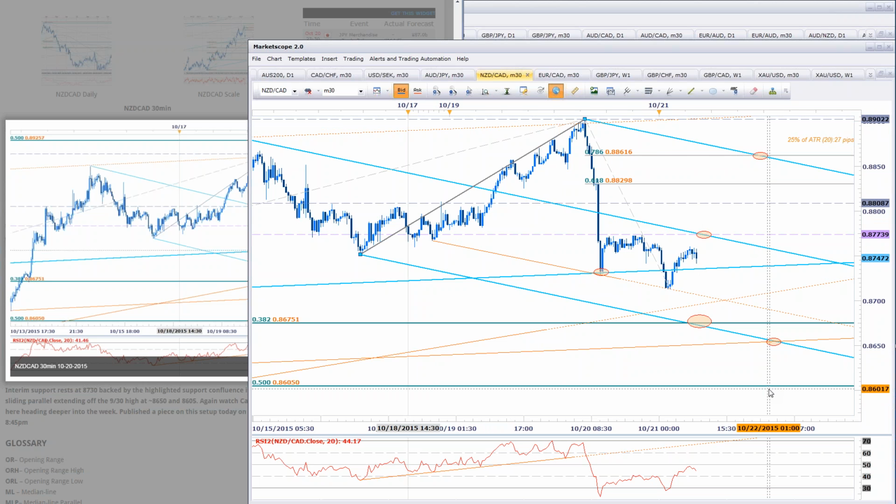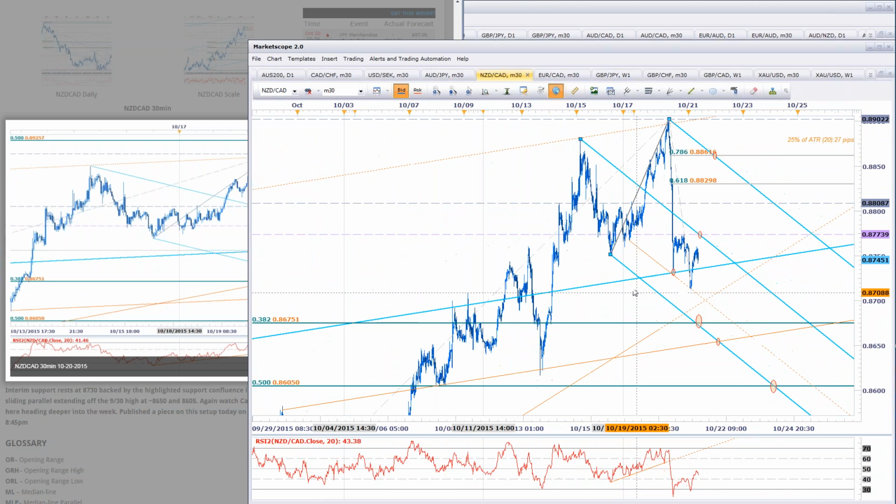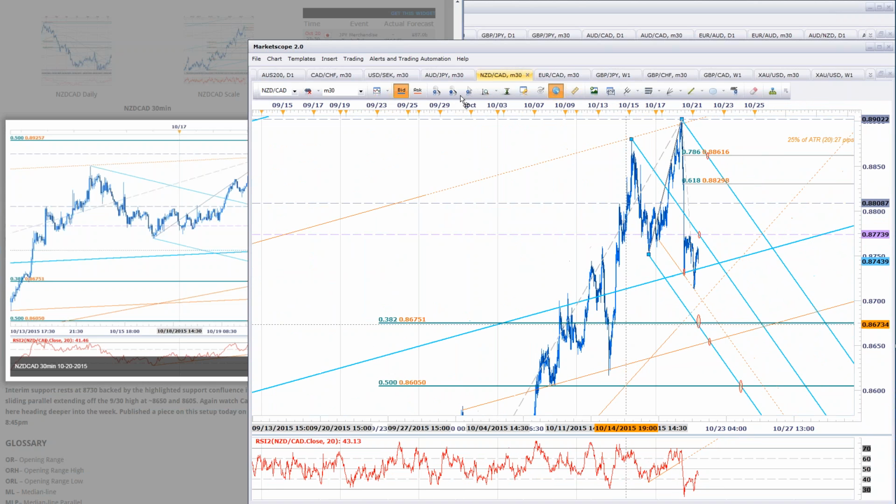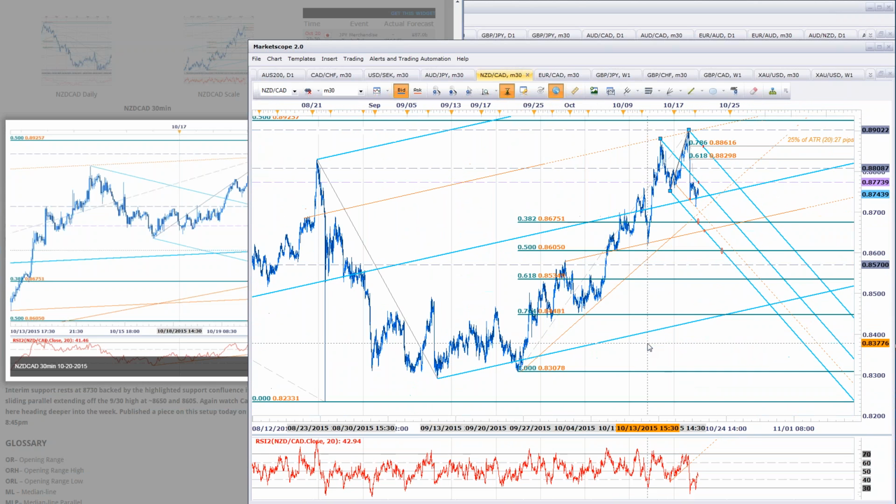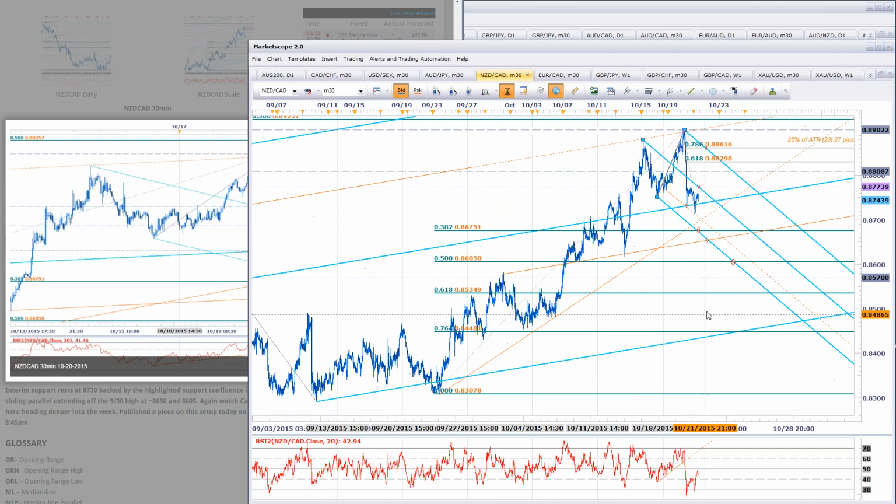Nice ATR, not too wide, not too tight. You're looking at about 27 pips, so anywhere between 26, 29, 30 pips per scalp should suffice here on Kiwi CAD. But a very interesting pair I'll be watching closely as we head into the BOC. Any questions on Kiwi CAD before we move off?